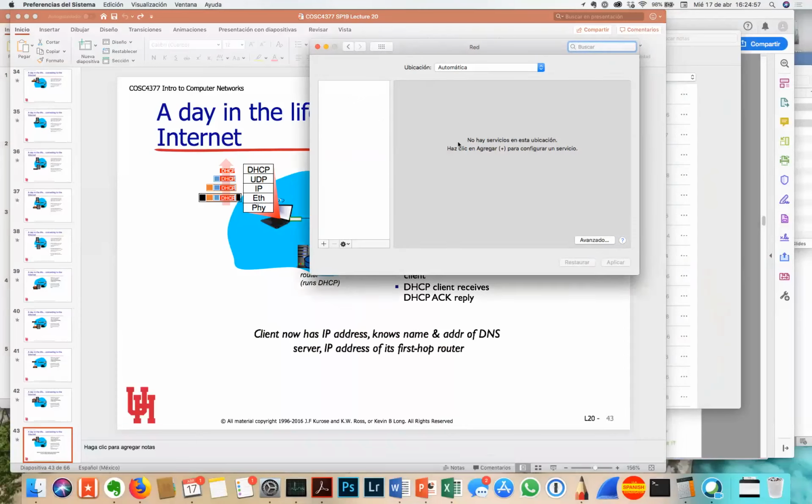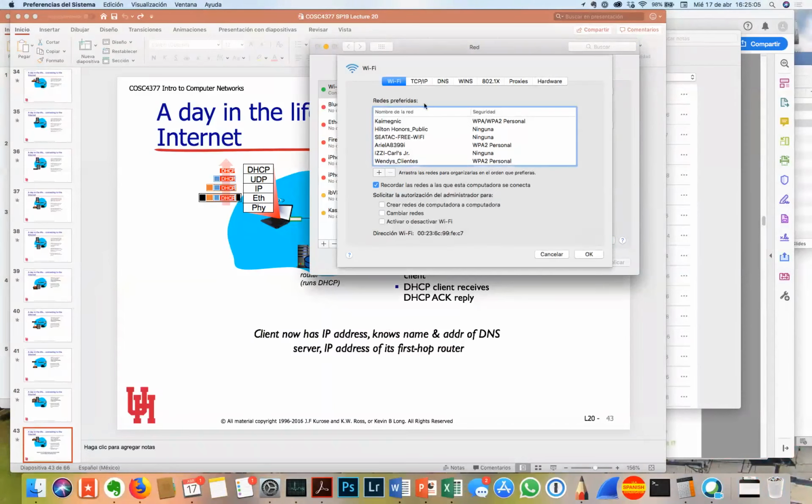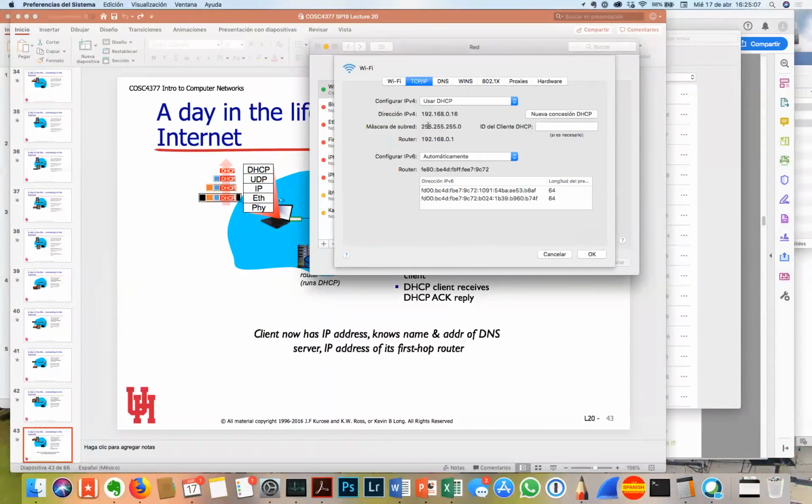Let's see if this will pull up for us. And here's my IP address. I've also been given my subnet mask. I've been told the router's number in IPv4 and IPv6, and I have IPv6 addresses here that can be used. I obtained this address using DHCP, and I didn't really need a DHCP client ID, but if I had, it would have gone there.